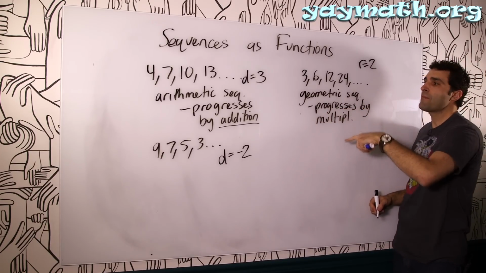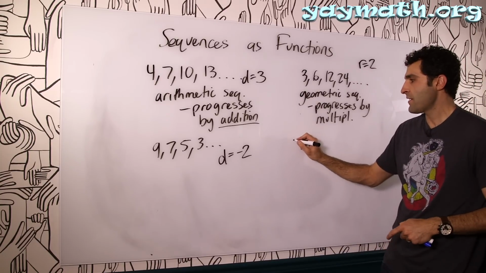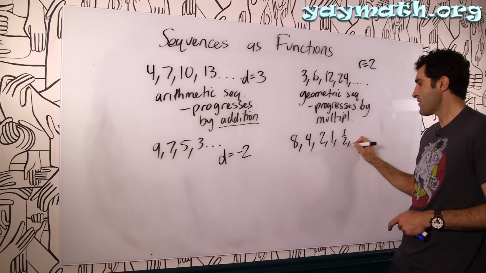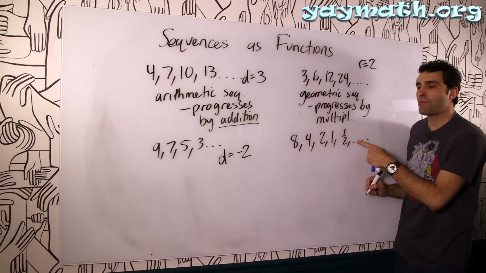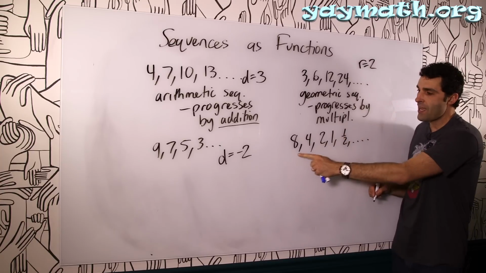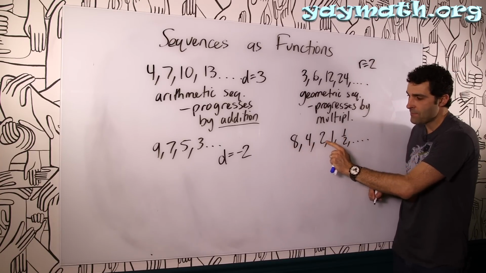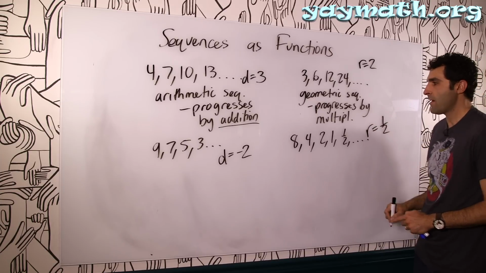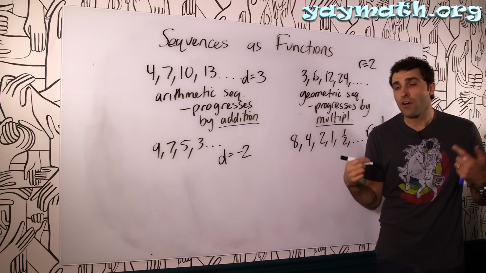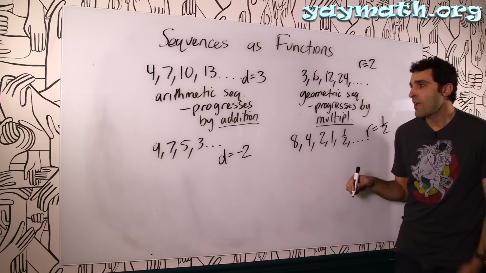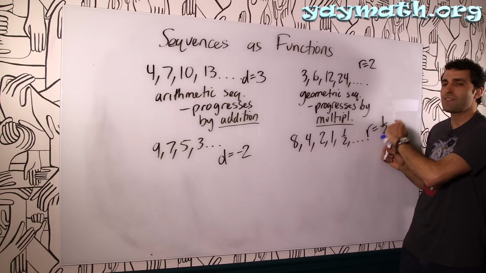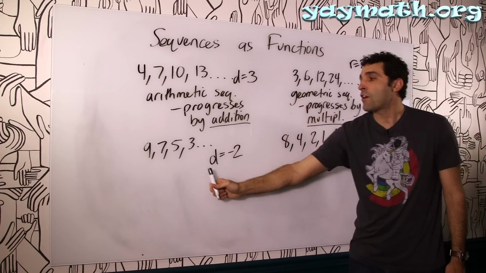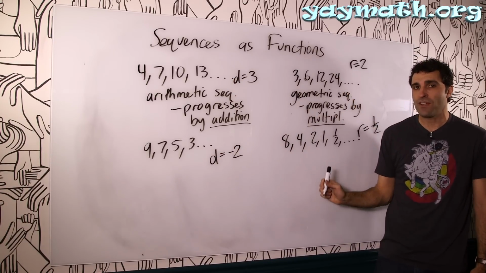You could also have a geometric sequence that progresses by multiplication like so: 8, 4, 2, 1, 1/2, and so forth. This is still progressing by multiplication. What are we multiplying by each time? Times 1/2. Right on. Even though you could argue that this is progressing by division, I would suggest keeping it as multiplication by fractions. And for arithmetic, keep it as addition, even though you might be adding -2 each time.